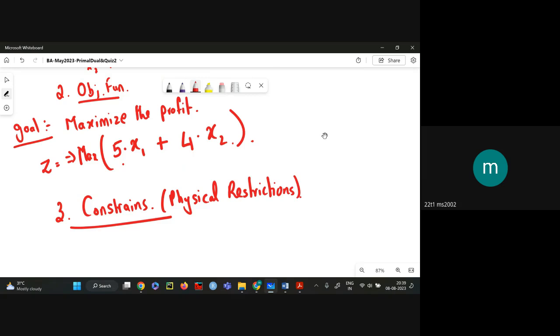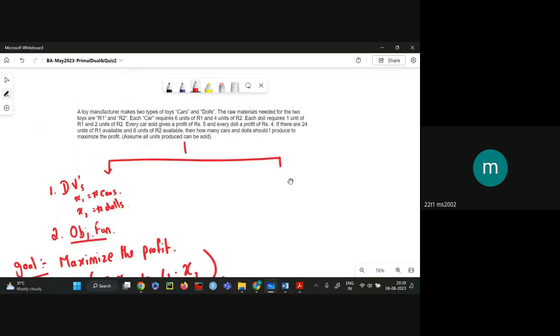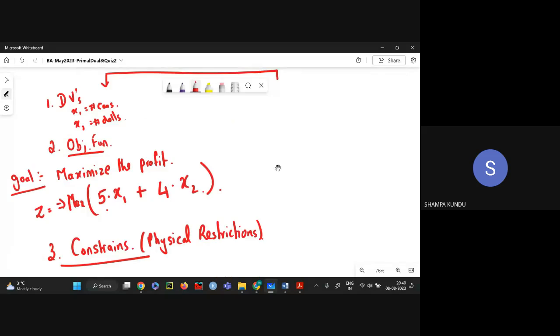So what are the constraints here for me? Tell it to me in words, then we will write it in. 6 units of R1 and 4 units of R2 for a car. For a car is okay, but yeah, you have given me the equation, Vijay Anand, but what is the physical meaning of that equation is what I'm trying to ask you first. The raw material available. So the available quantities of materials may be the constraint. Exactly. 24 units of R1 and 6 units of R2.